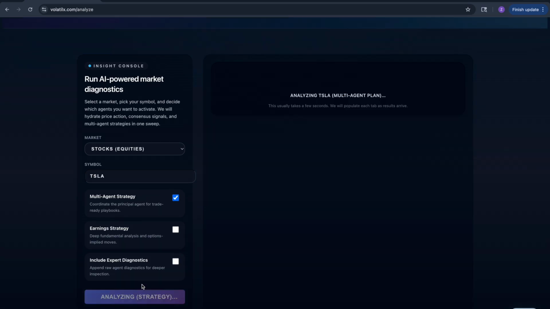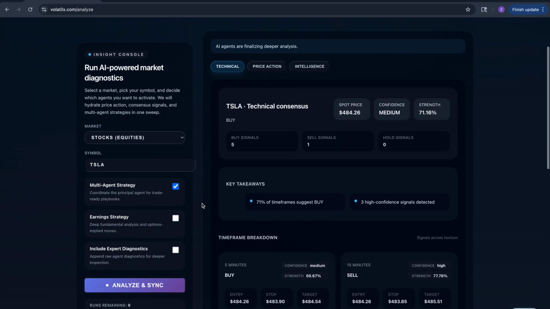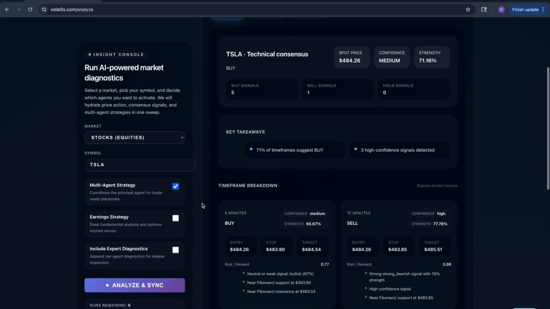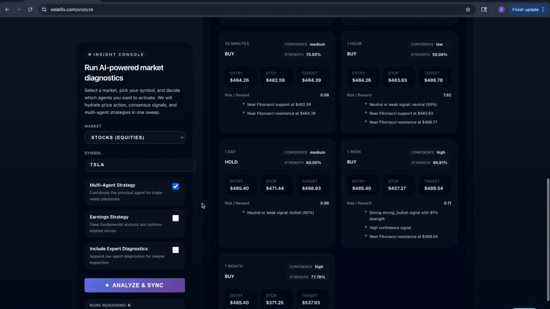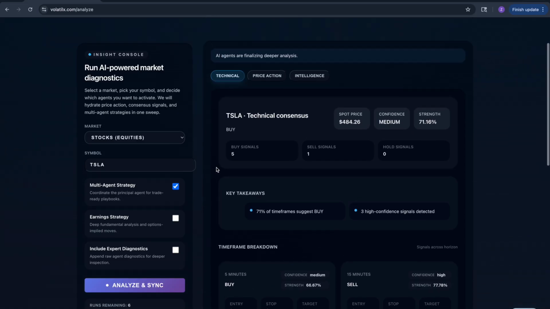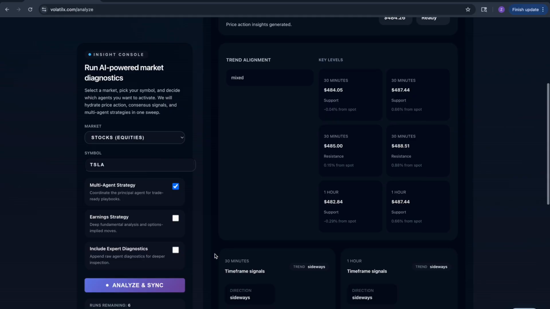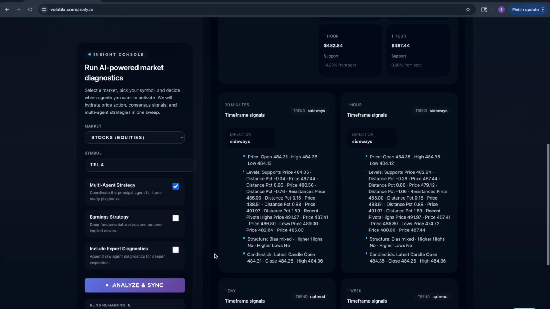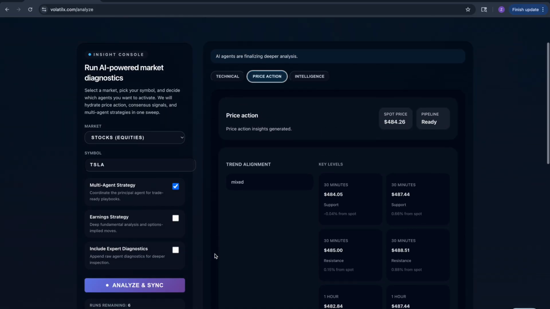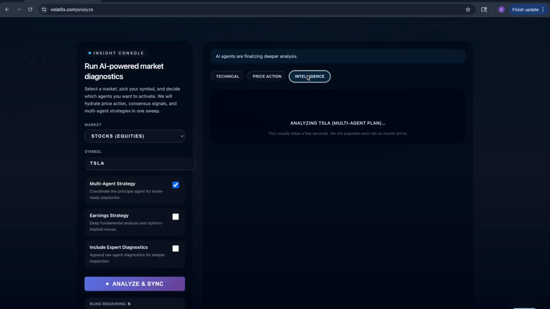The agents quickly work to collect the data. First, we have buy, sell, and hold signals for our chosen stock, as well as a breakdown of different time frames and decisions. The price action page includes more detailed information for those knowledgeable with price action. And lastly, the intelligence page is where the multi-agents work together to put together a plan for the stock that you are analyzing, which is why it takes a little bit longer than the other sections.